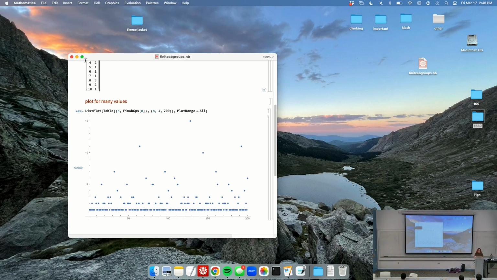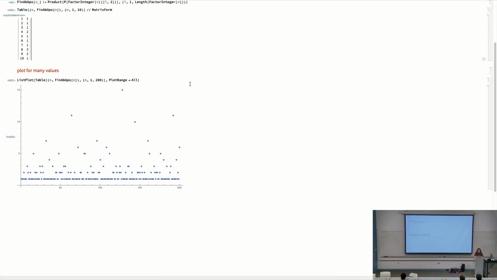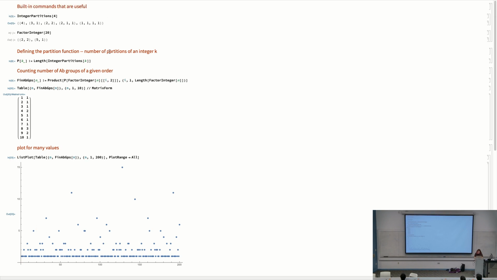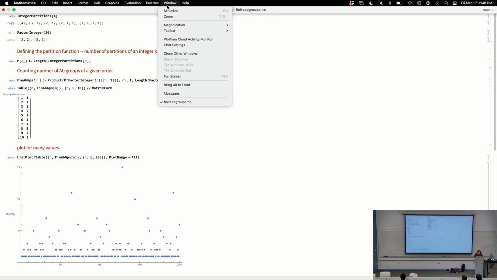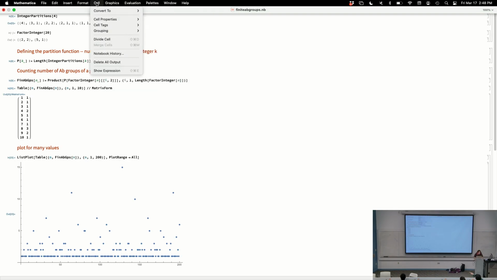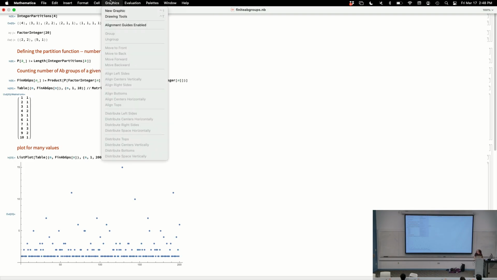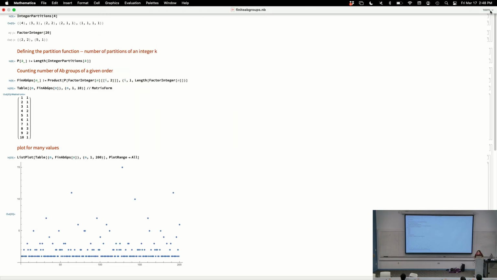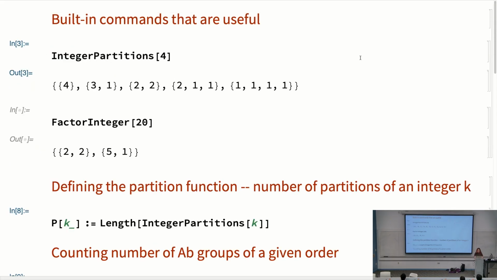Okay, so here's how I did it. Let's zoom in. Window, zoom. Does anyone see how I might make this bigger? Okay. Wow, now it's very large.